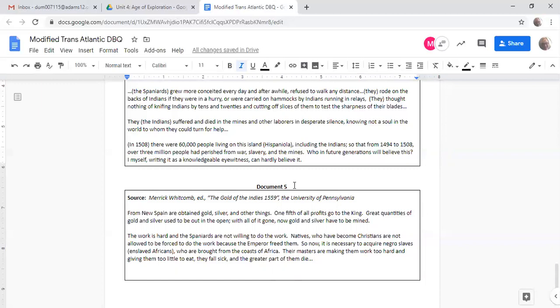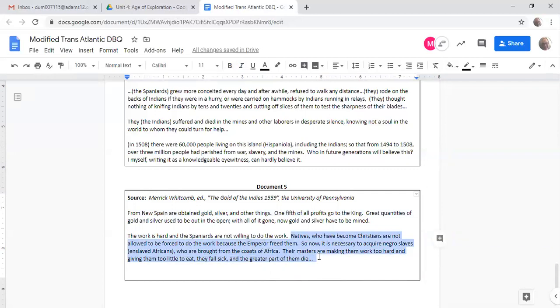We can either use it as a way to show that Spain is gaining wealth, which we could then use this information right here to be able to support that. Or we could say, hey, not only did the European colonization affect the Americas, it affected Africa as well. And then we can use this information to show that it was having a negative impact on Africans as well.